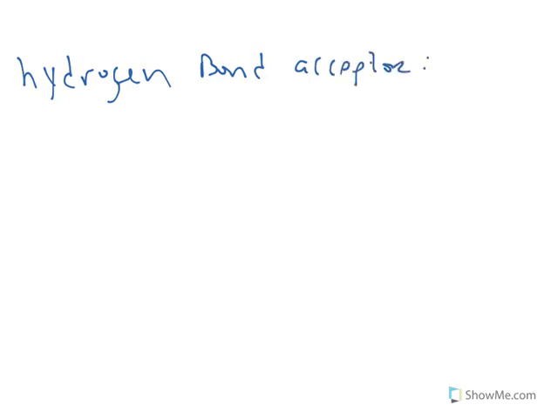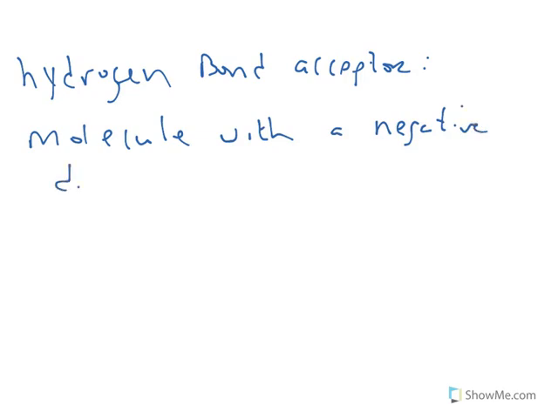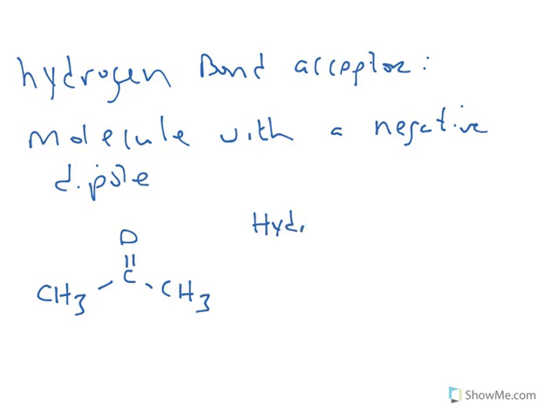A hydrogen bond acceptor is a molecule with a negative dipole. All right. So if we look back at acetone, I want to ask a few questions. Is this a hydrogen bond donor?